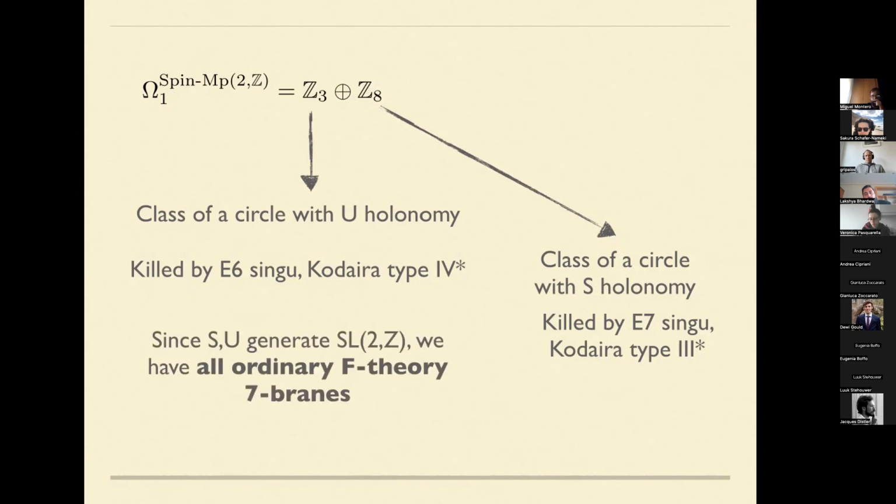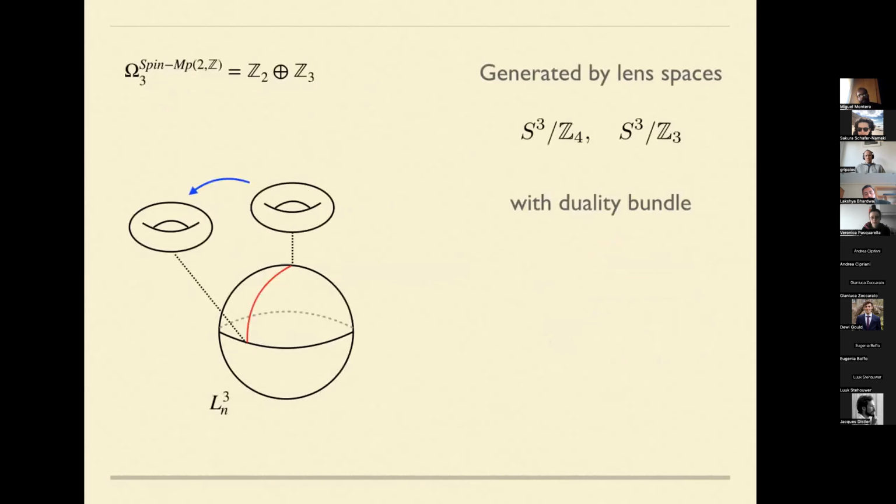So let's move on to something perhaps a bit more interesting. Omega 2 vanishes, so let me go to omega 3. This is Z2 times Z3 plus Z3. And we were actually able to find out that these are generated by lens spaces, okay? So now what you do is you have something like a 3-sphere with a quotient. And for instance, on this example, on the S3 over Z4, you actually need to turn on a duality bundle around the non-trivial 1-cycle of this space to generate the bordism class.